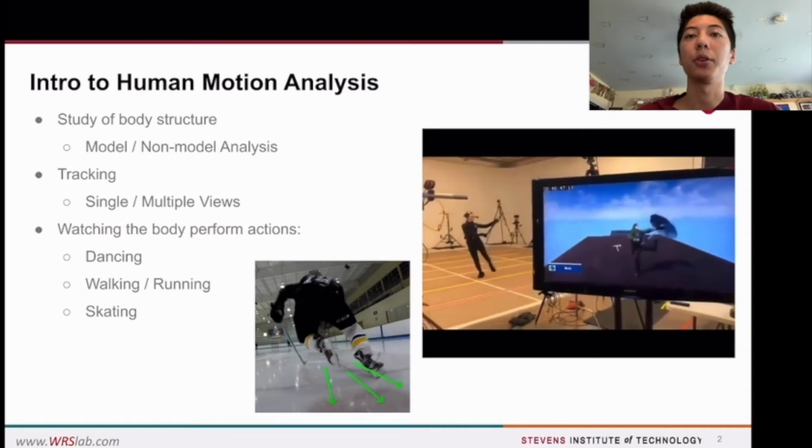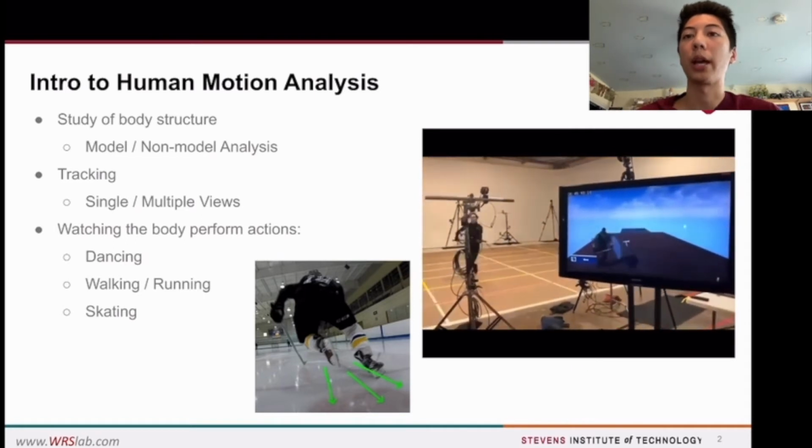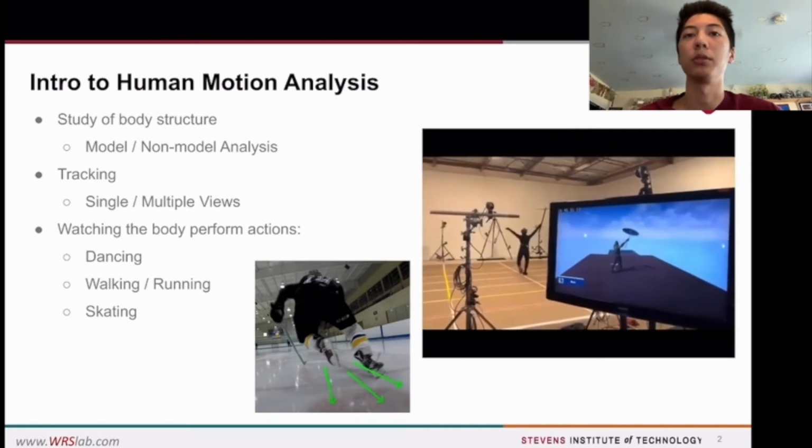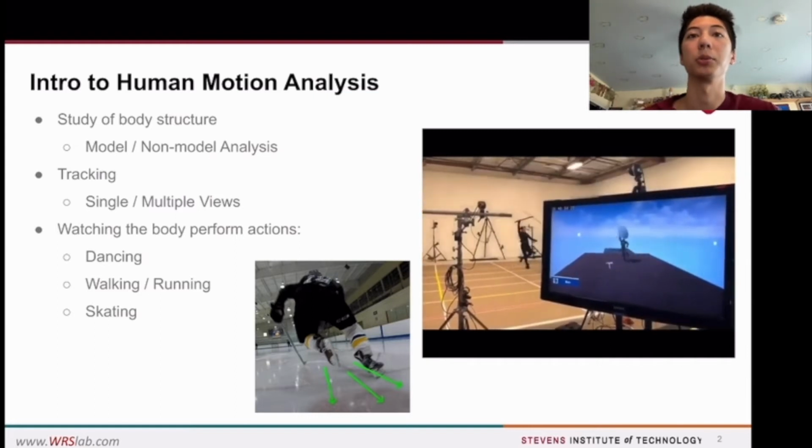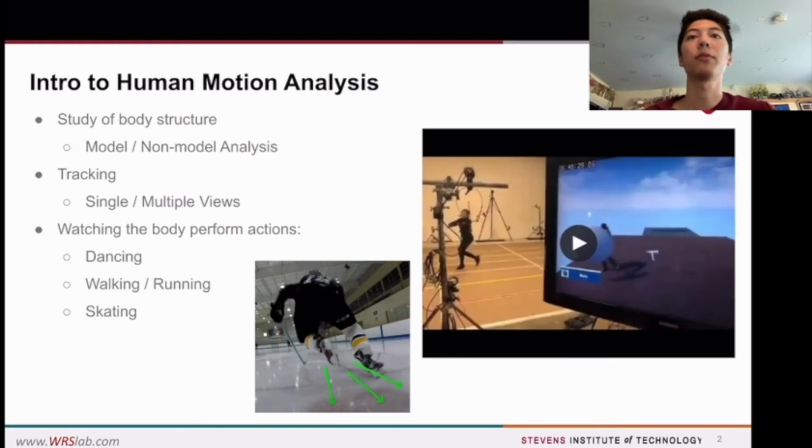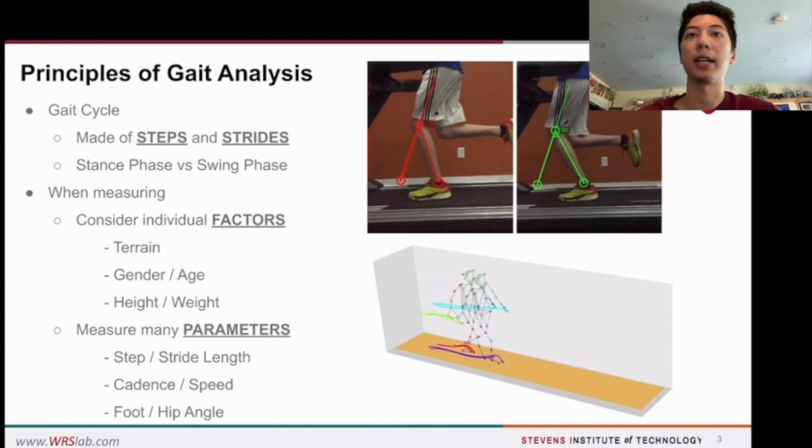When watching a body undergo motion, it is usually tracked from one or more angles, and oftentimes a model is made of that motion to describe and quantify the motion being observed. One of the subsets of motion analysis is gait analysis, where a patient walks and the quality of that walk is determined via analysis. This is based on the gait cycle, which is made up of steps and strides.